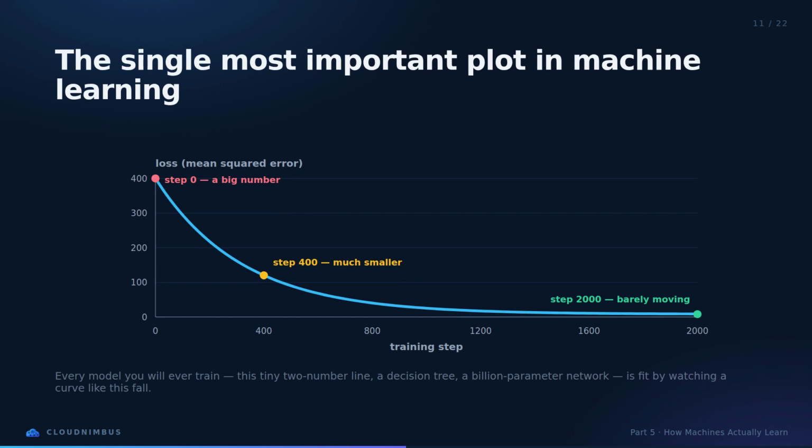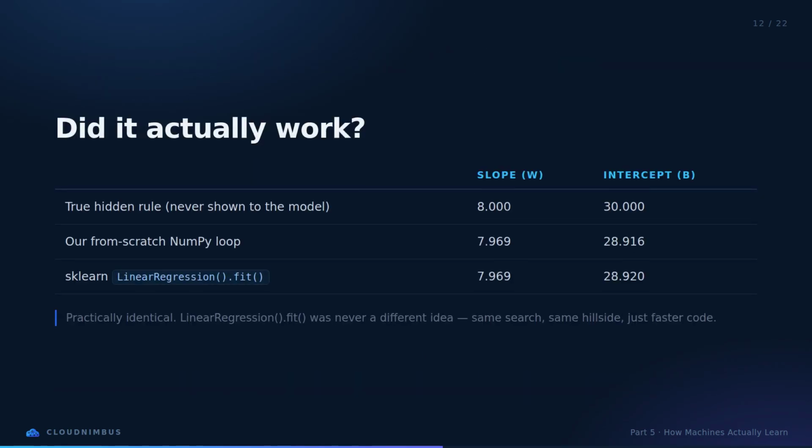Now, the same job in 3 lines, using scikit-learn's actual linear regression. Fit it on the same data, and print its slope and intercept alongside ours. 7.969 and 28.920, practically identical to what our 15-line loop found by hand. LinearRegression.fit was never a different idea. It's the same search, down the same hillside, just written in faster, more careful code. You now genuinely know what the library was doing the whole time you were calling it.